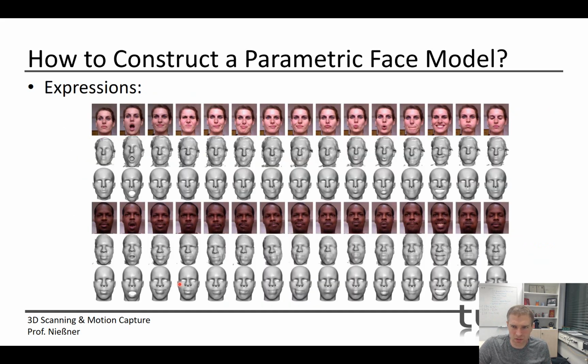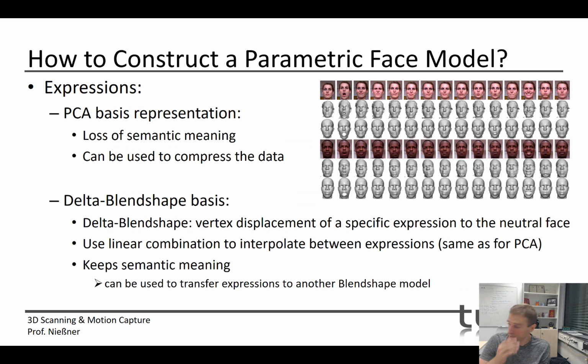the expressions we haven't talked too much about, right? But this is also from the face warehouse. They have the same idea, right? So now they're doing Kinect Fusion scans for each of the different expressions. They're recording those, and that makes sense. And now what you can do is, for the expressions, you can do the very same thing that I've just said. You can do a PCA representation. In this case, you have kind of a loss of semantic meaning, but you can use it to compress data. And what people typically do is a little bit different.